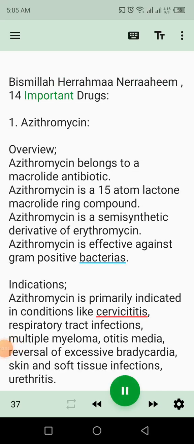Bismillahirrahmanirrahim. 14 important drugs. 1.